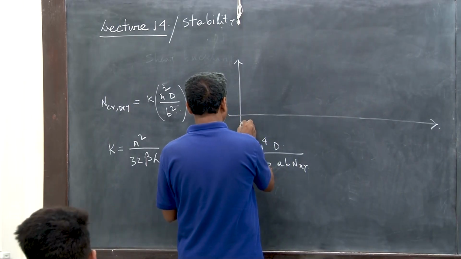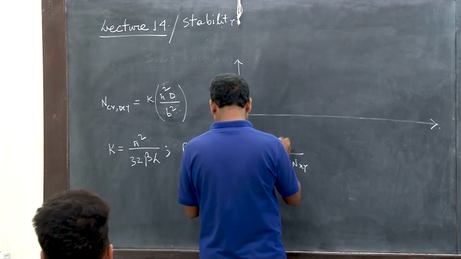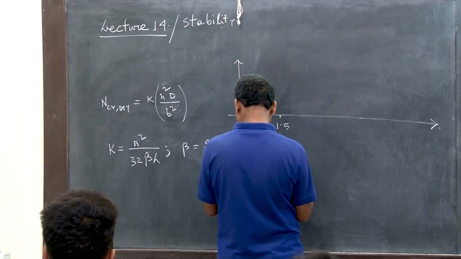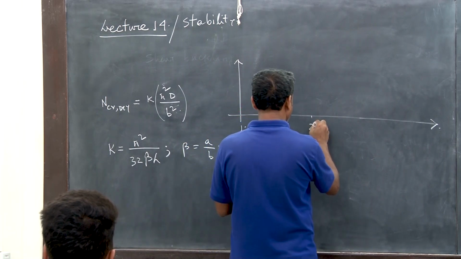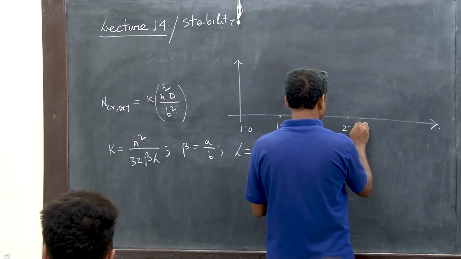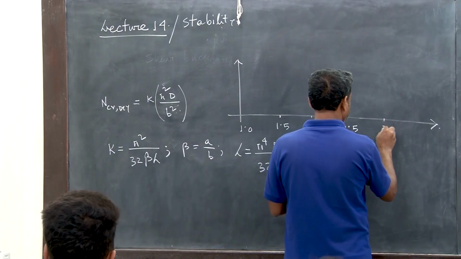So when I am plotting it, I am assuming this is 1.0, 1.5, 2.0, 2.5, 3.